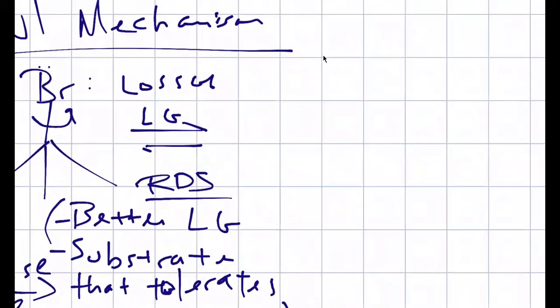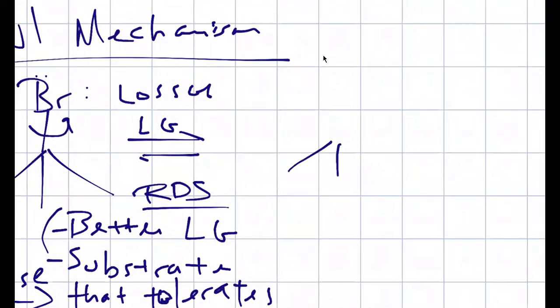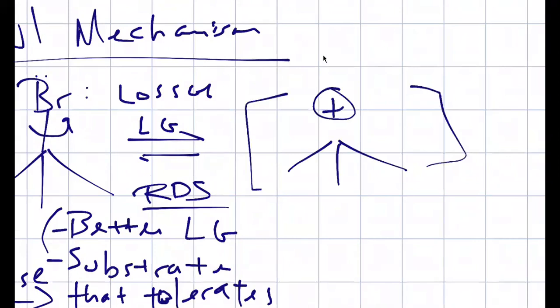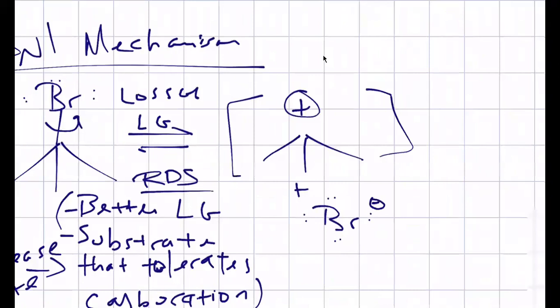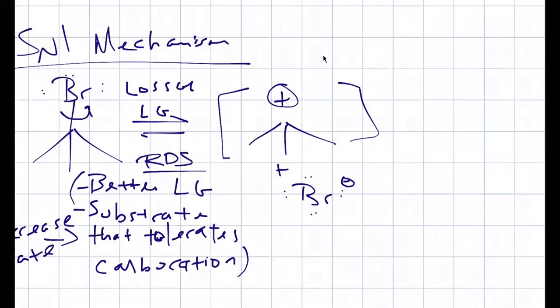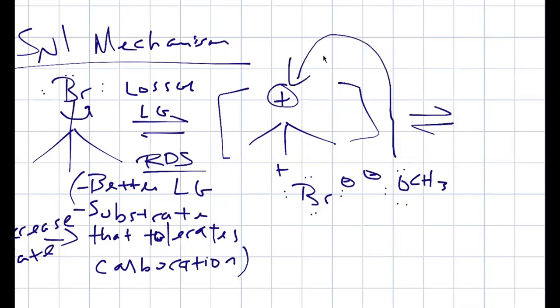All right, so once the leaving group leaves, you get a tertiary carbocation in this case. And then this is the step where you have nucleophilic attack. So OCH3 negative is going to come in, boom, attack the carbocation, and then you get your substitution product.